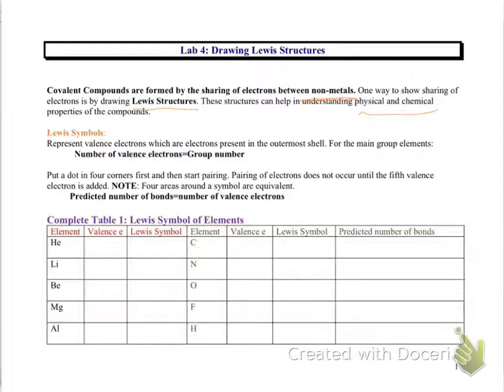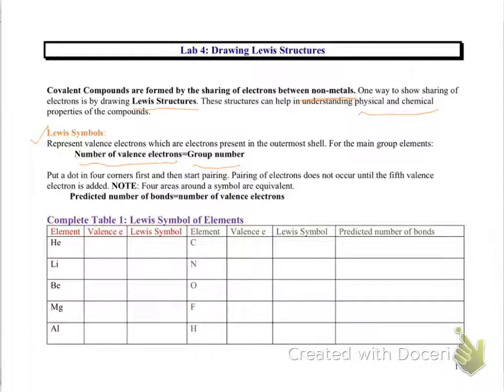So first let's talk about Lewis symbols. What is a Lewis symbol? You write down the symbol of an element and you put the number of valence electrons in the form of dots around the symbol of an element. And the number of valence electrons is basically the group number.